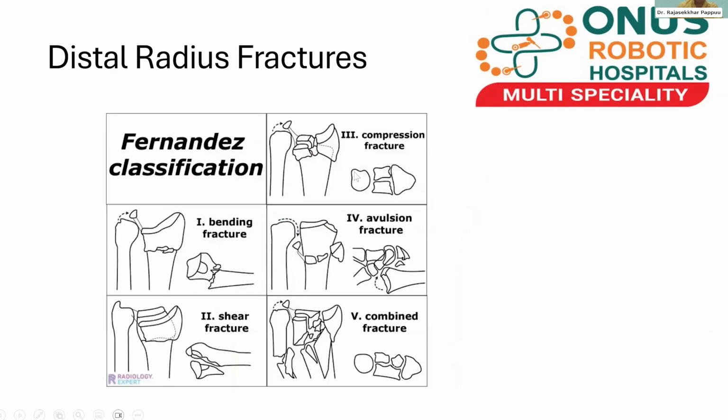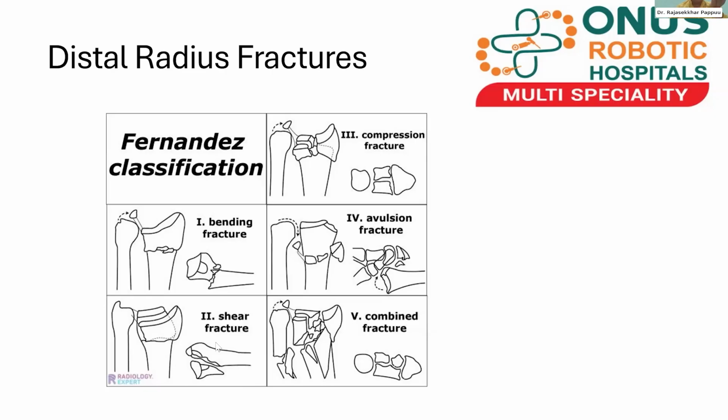There are many patterns of distal radius fractures, and there are many classifications. One classification is the AO classification. Another is the Fernandez classification. The Fernandez classification is the simplest form. It has type 1, type 2. Type 1 is where only one bone is broken. Type 2 is where the other bone is also broken. So this is a simple fracture.